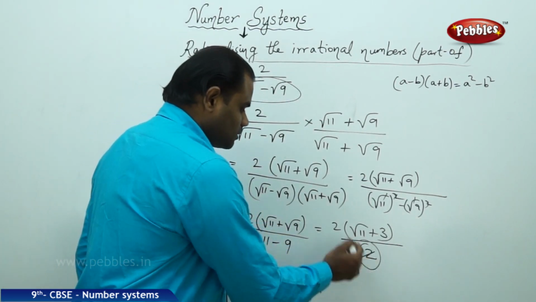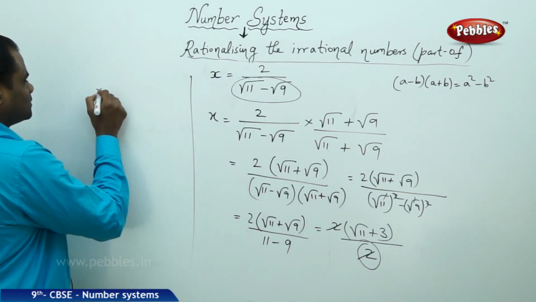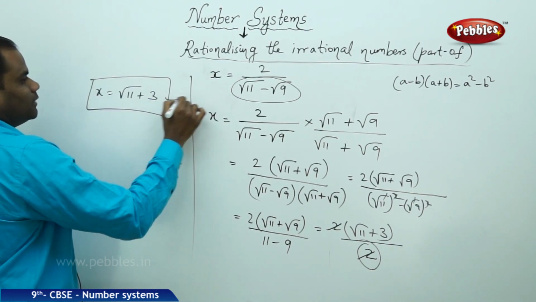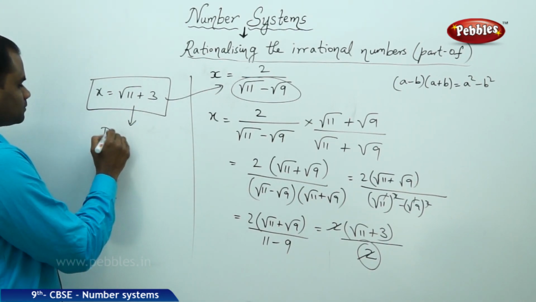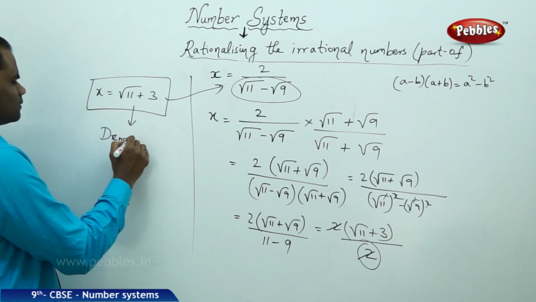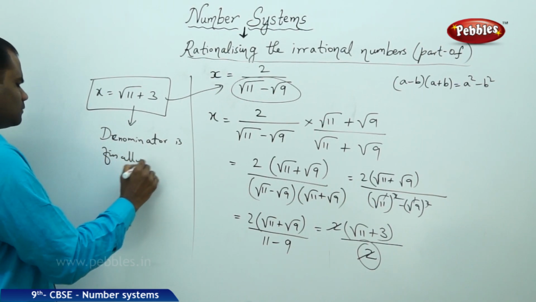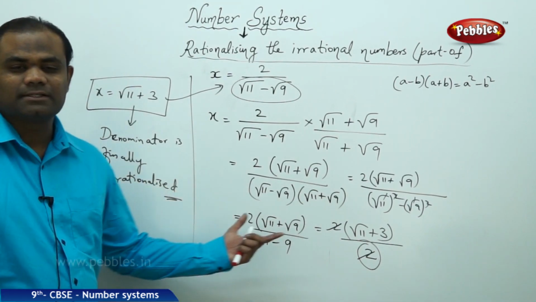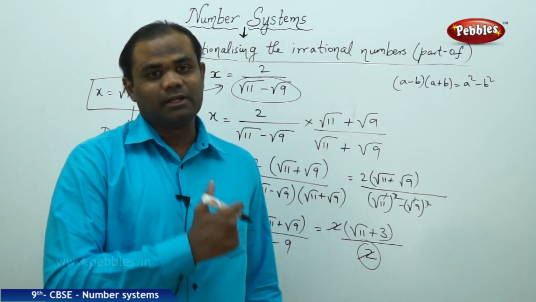And further, I can simplify this to bring into the more simplified form so that I get my x as root 11 plus 3 is how we get for this. And thus, we finally understand that the denominator is finally rationalized. Rationalizing the denominator or the numerator for any given number is possible.